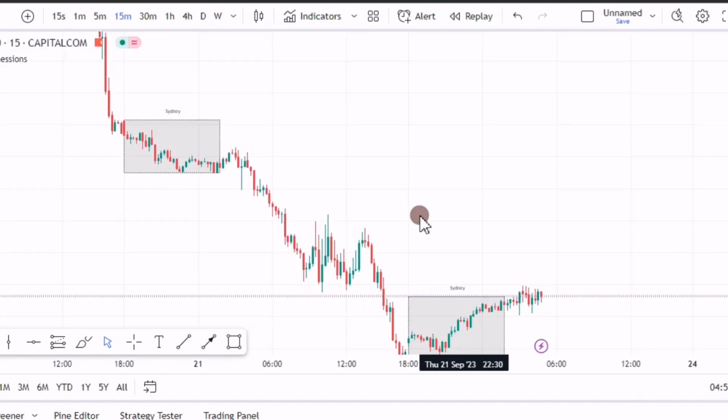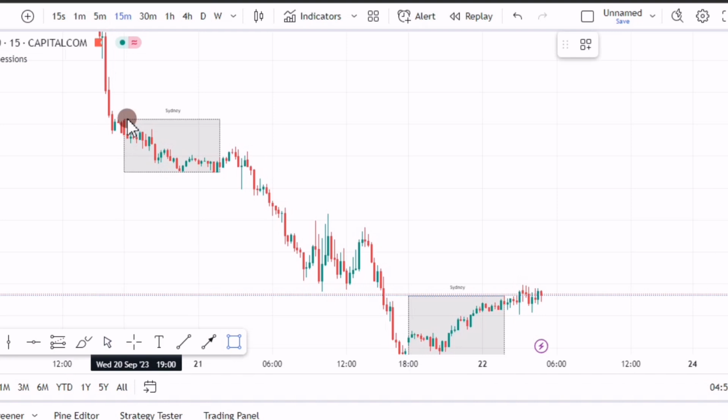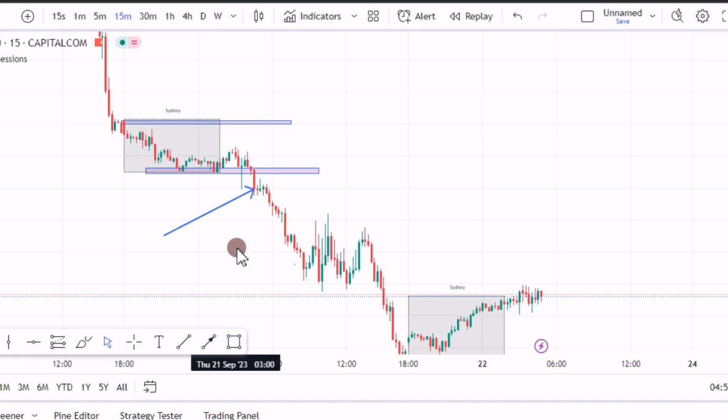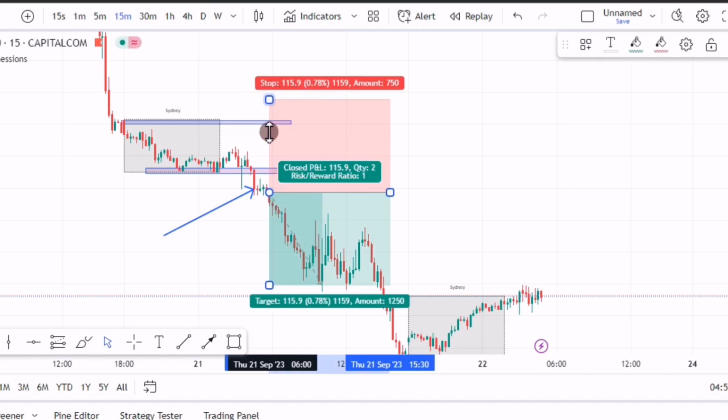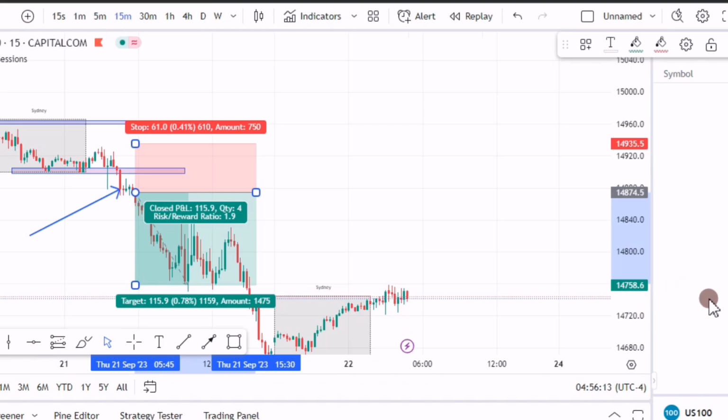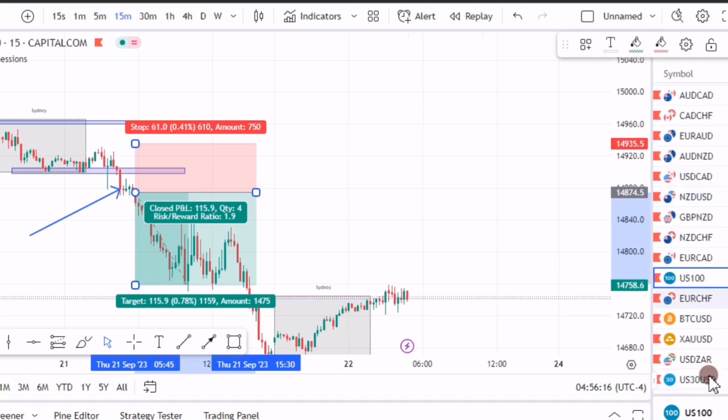What you should have done yesterday is mark the highest point on the Sydney session and mark the lowest point. If price closes below, you take a sell. So yesterday you should have sold somewhere there, with a reward of 2. Okay, let's check US30. The strategy is the same for US30.